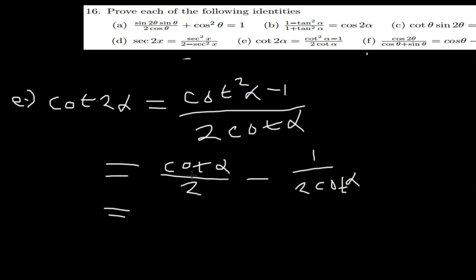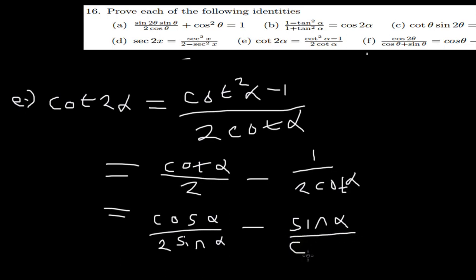So next step here, what we're going to do is we know to say cot alpha is just nothing but cos alpha over sine alpha, and then we don't forget to put the 2 there, and then minus, we know to say 1 over cot alpha is just the same as tan, which is just the same as sine alpha over cos alpha. We don't forget to put the 2.